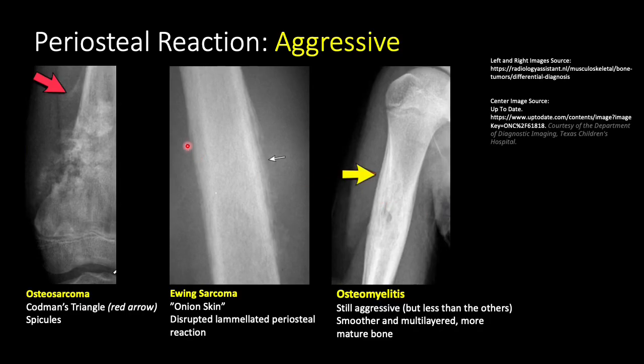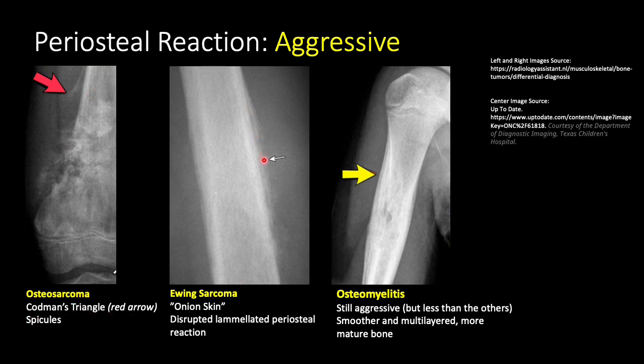So here's some examples of different types of periosteal reaction. This one, you can see very clearly this periosteum is lifted right off the bone. This is a really good example of a Codman's triangle. Here along the margin of the bone, you see some spiculations as well. This is spiculated periosteal reaction, or possibly some new bone formation. And this was an example of an osteosarcoma.